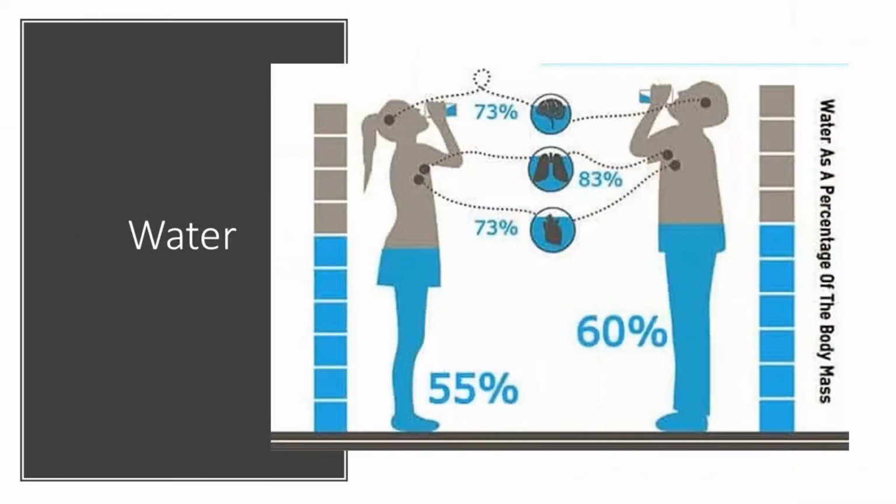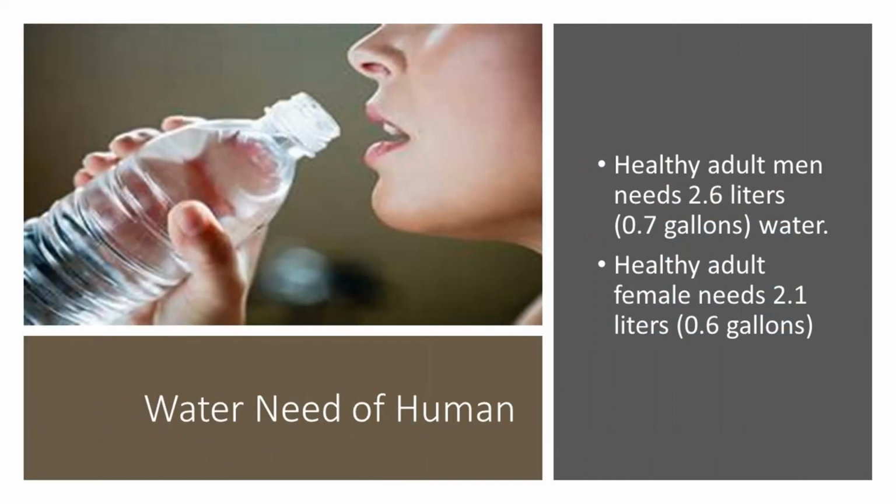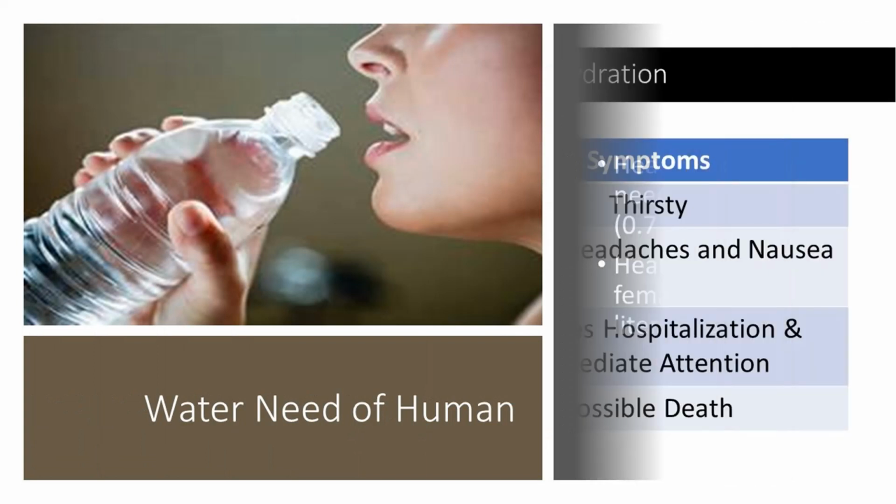A person's body consists of about 50 to 60% water. Also, the human brain consists of 73% water. Our lungs and heart consist of 83% and 73% water respectively. An average healthy adult male needs at least 2.6 liters or 0.7 gallons of water daily. And an adult female needs about 2.1 liters or 0.55 gallons of water daily.